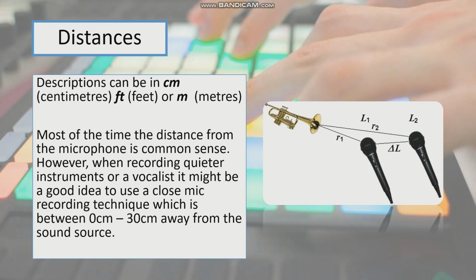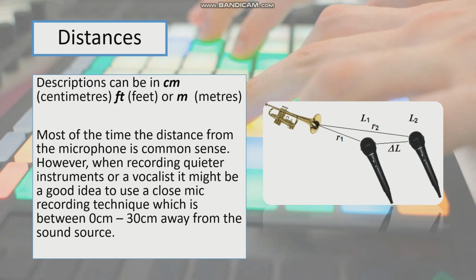Now, say you are recording a singer, then obviously you're not going to be saying that you want the microphone 6 foot away from the singer. Or if you're recording a violin, you don't want the microphone to be literally like 8 feet away. Or if you're recording a bass drum, you don't want it to be 1 centimetre away, because that would just be too close. So as I said, most of the time it is common sense.